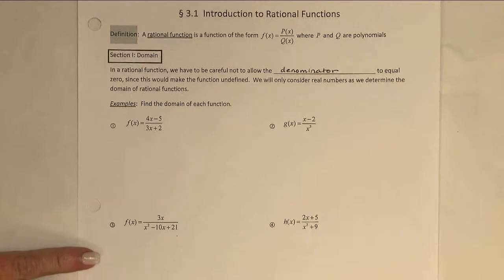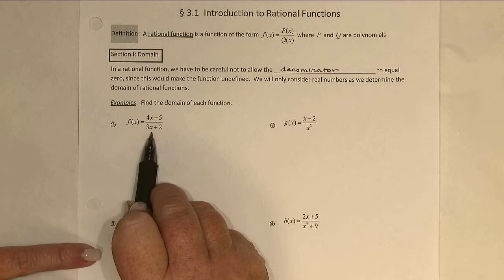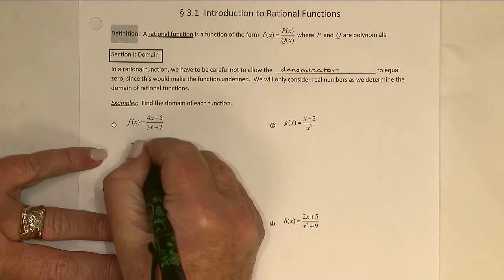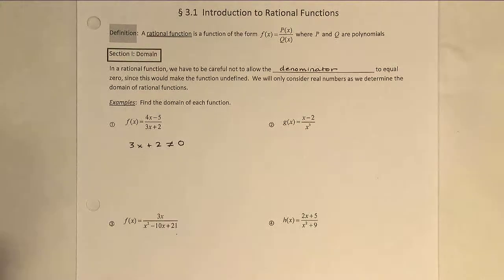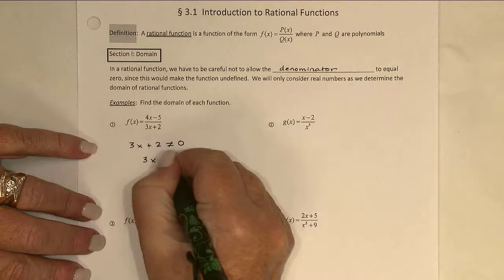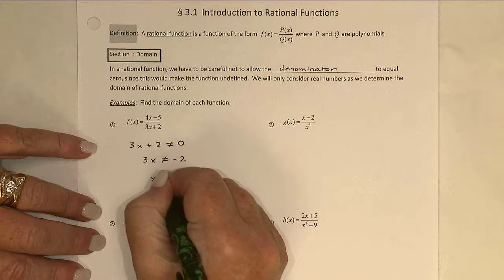So as I look at the first example, trying to find the domain of this rational function, I know that the denominator is not allowed to be 0. I can just solve that inequality. 3x can't be negative 2, and so x is not equal to negative 2/3.